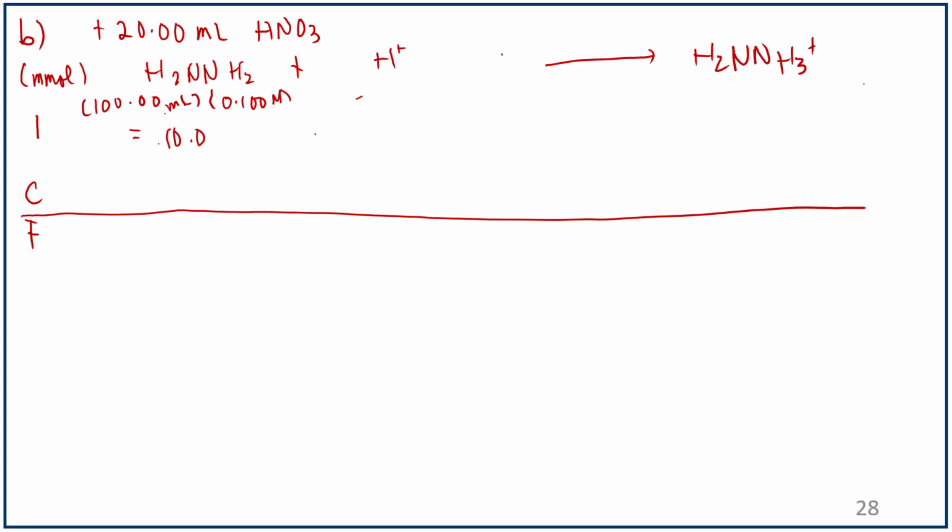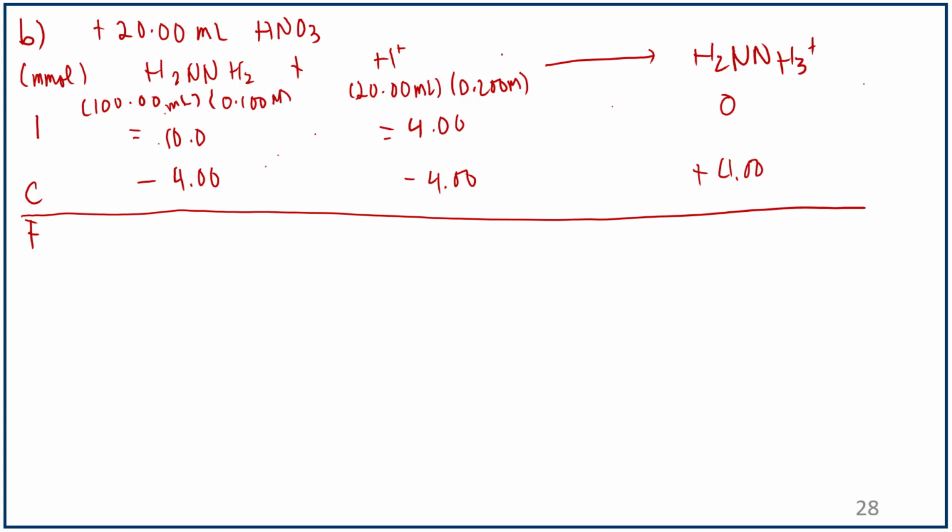Okay. For the millimoles of the proton, we have 20.00 ml, and then multiply that with 0.200 molar. What we get here is 4.00 millimoles. And then we begin with no millimoles of hydrazonium. So you can see here the acid H plus is the limiting reagent. So this will be minus 4.00, minus 4.00, and this will be plus 4.00.